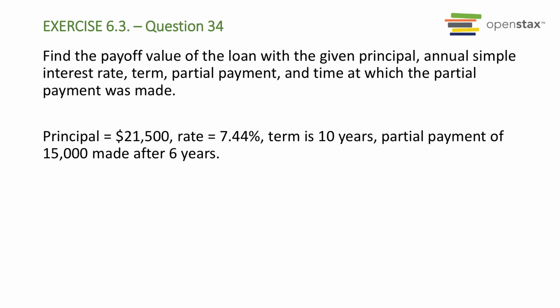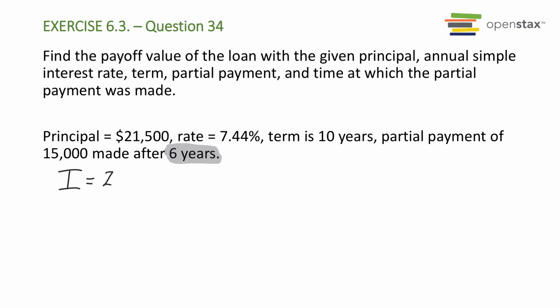So let's look at this example. This is question 34 at the end of the chapter. Let's find the payoff value of the loan of a $21,500 loan. We've got a rate of 7.44% for 10 years, and we're going to make a $15,000 partial payment 6 years into the loan. Let's see what we would have. So the first thing we're going to do, and this is a little different, is we're going to calculate the interest at the 6-year mark, all right? Because that's when we're going to make our partial payment.